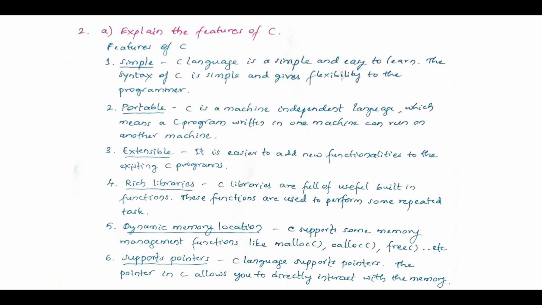Features of C are, it is very simple to learn, it is portable, it is extensible, which means you can extend, and it has a very rich set of libraries. It allows dynamic memory allocation. Then it supports pointers. You can see it is simple, which means it is very flexible and very easy to learn. Portable means it is machine independent, which means you can run C programs on any machine.